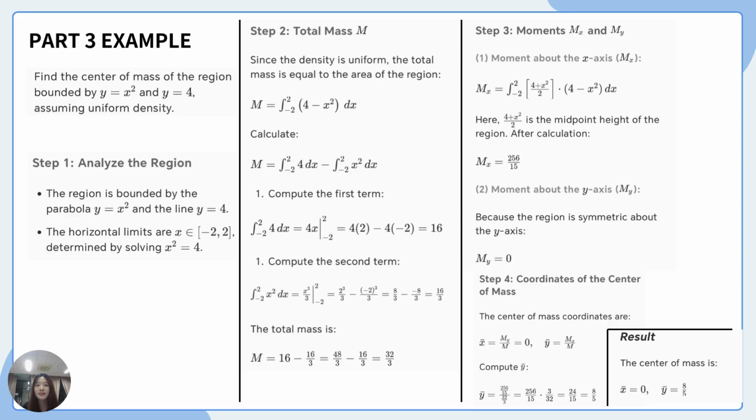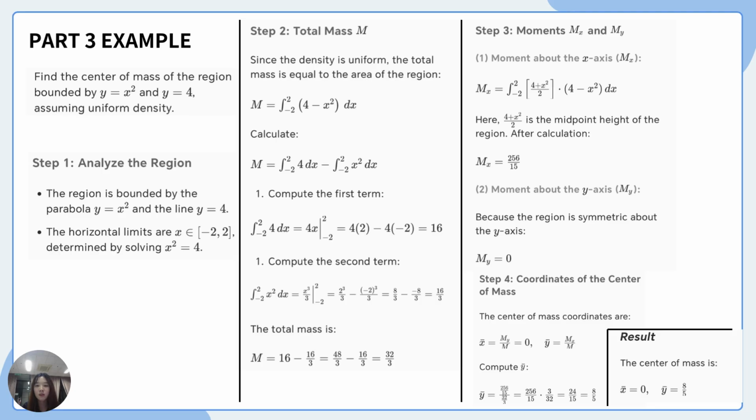Step 2: Total mass m. Since the density is uniform, the total mass is equal to the area of the region, like this function. Compute the first term, like this function. Compute the second term, like this function, and we can calculate that the total mass is 32/3.